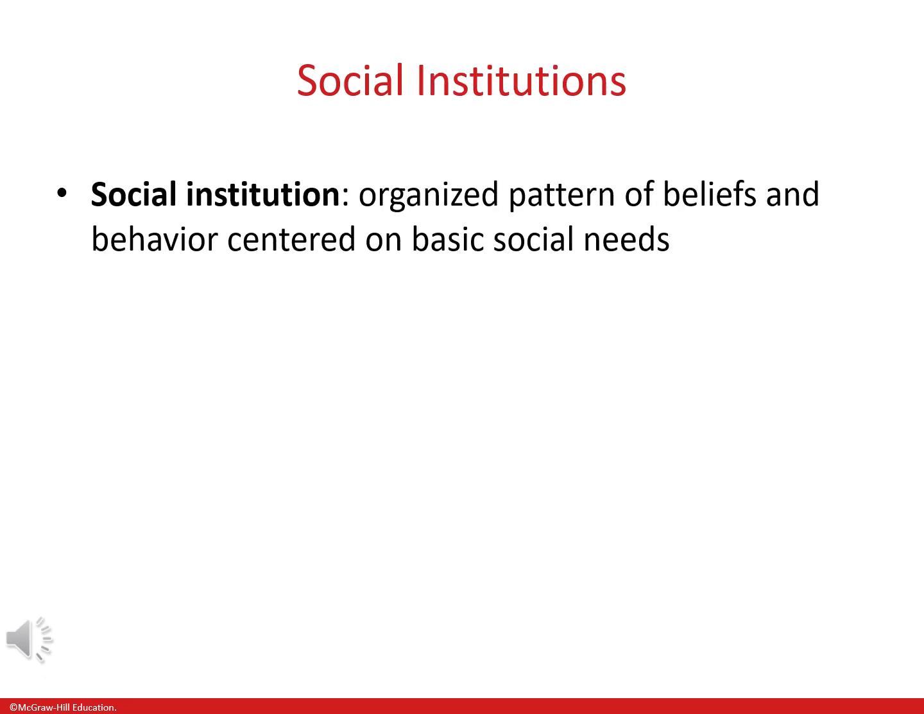Social institutions. They are an organized pattern of beliefs and behaviors centered on basic social needs. One of the examples would be the family, and anytime a person passes on, then we as a family try to have more babies in order to sustain society.